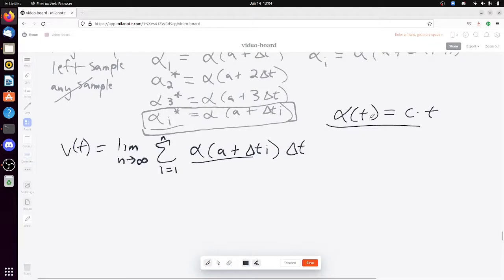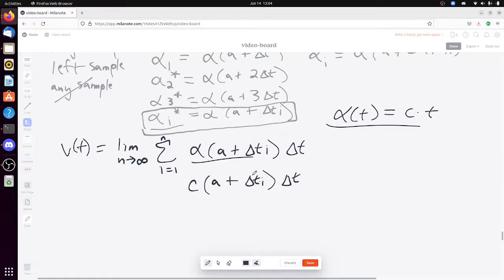So, what does this term mean? It means any time in here that you see t, you can do pattern matching. You have the function alpha with input t. Instead, anytime you see t on the right, we're going to plug in this term a plus delta t times I. In this particular case, that's just going to be c times a plus delta t times I, times delta t, of course. We still have this term over here.